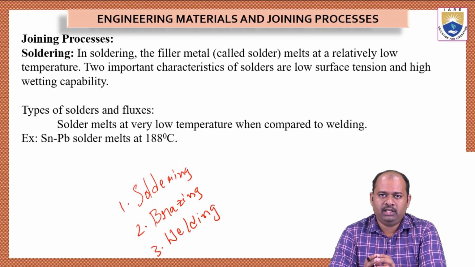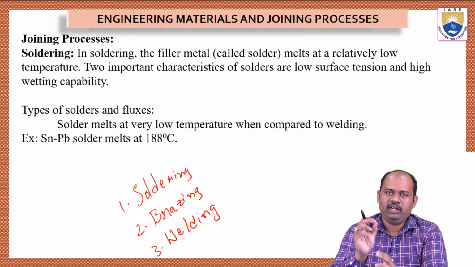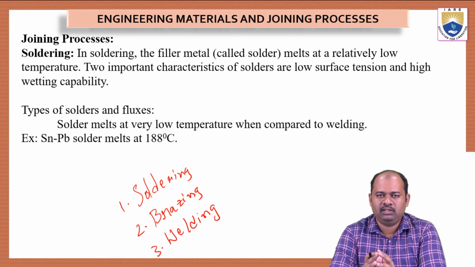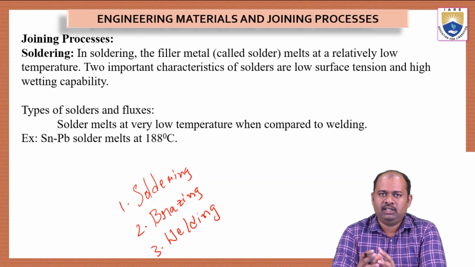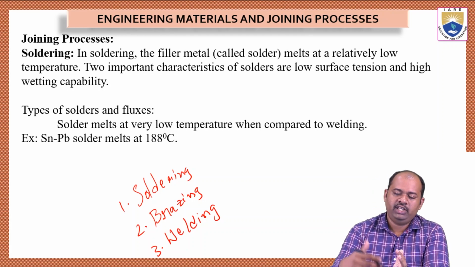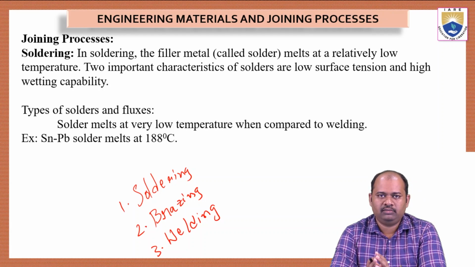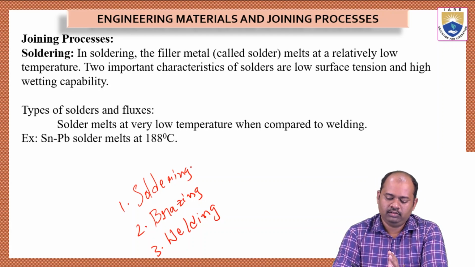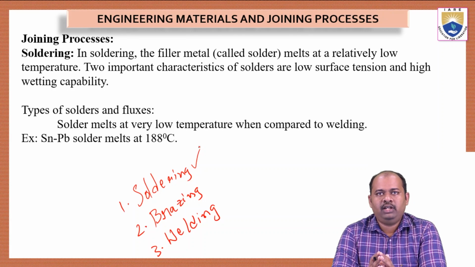All these three techniques are used to join two metals. The joints formed by these techniques are permanent and as strong as the base metal. Now let us see how each method is defined, how each method works, and their applications. Let us see the first one, soldering. Soldering is a joining process which is used for very weak joints.